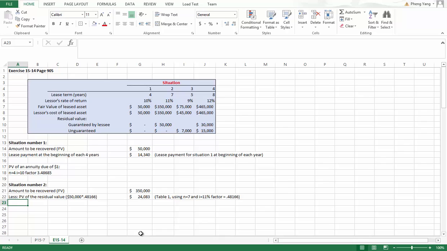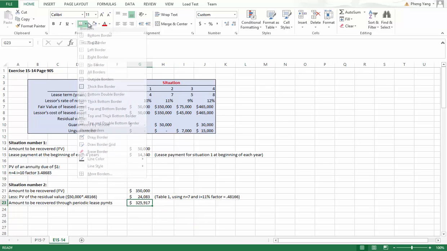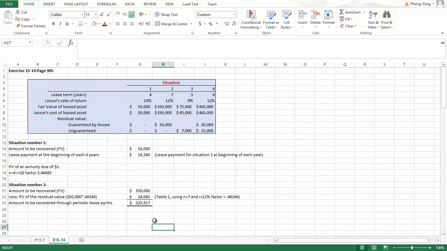All right, so my amount to be recovered through periodic lease payments will be that $350,000 minus the present value of the residual, and it would take me to $325,917. Okay.